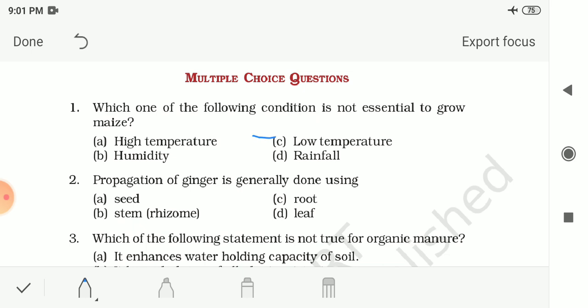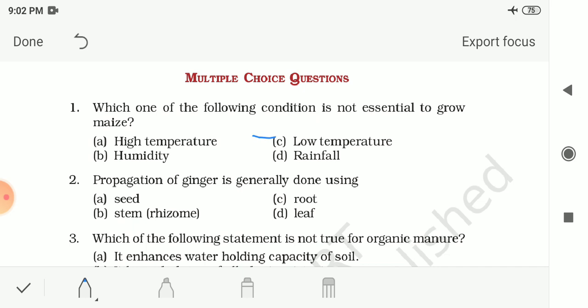Why? Maize is a kharif crop and it requires high temperature, rainfall and humidity to grow, while rabi crops require low temperature for their growth. So maize is a kharif crop, so it does not require low temperature. So here your answer is option C.